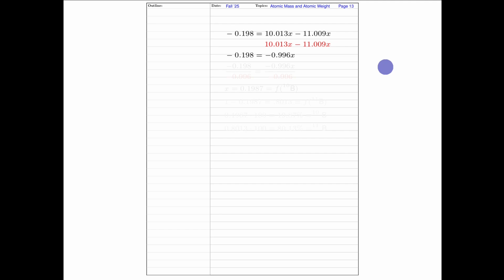And now we can solve for x by dividing both sides of the equation by negative 0.996, which will leave us with x equals 0.1987. And I cut it off at 4 decimal places here. So we set x to be the fractional abundance of B10, and 1 subtract x to be the fractional abundance of B11. So 1 subtract 0.1987 equals 0.8013, which is the fractional abundance of B11.